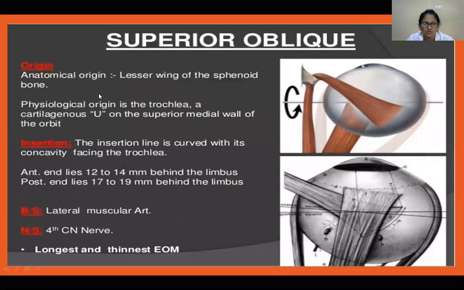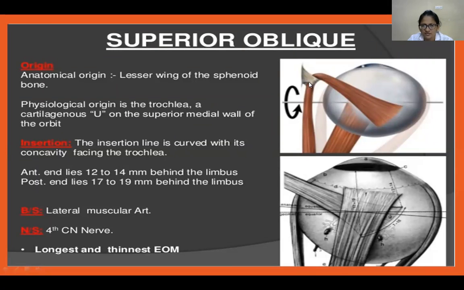This superior oblique muscle takes origin from the inferior surface of the lesser wing of the sphenoid, just below the levator palpebrae superioris, just above and medial to the common tendinous ring. Okay, it's the origin. Physiologically, the origin is into the trochlea, which is nothing but a pulley. It is formed by the superior medial wall of the orbit.